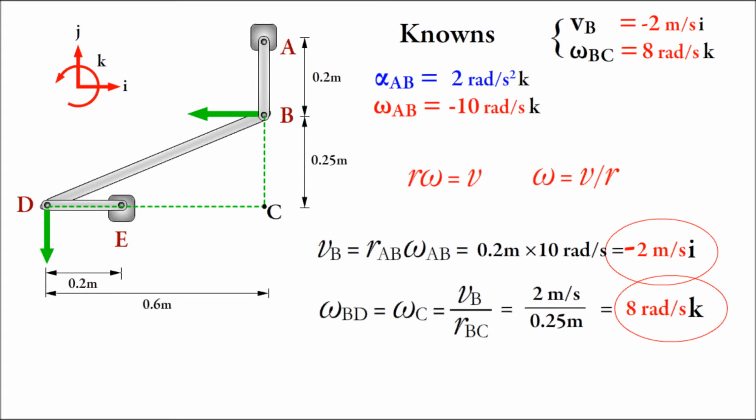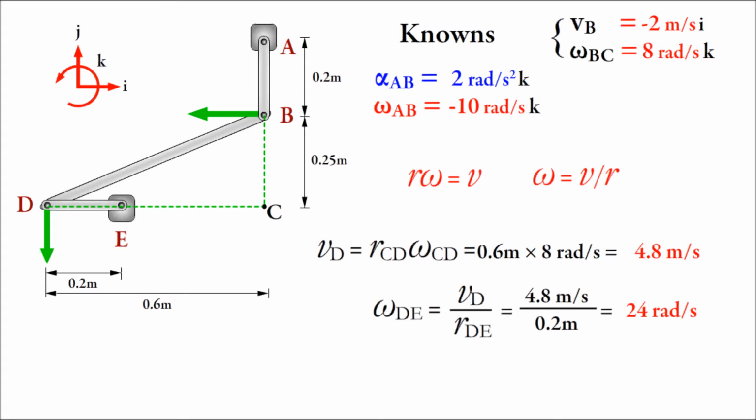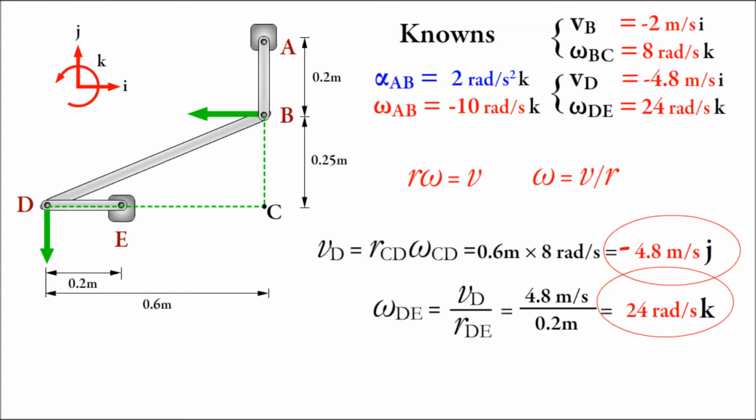Just like before, we can find the speed of D by multiplying length CD by the angular velocity of BD, and we end up with 4.8 meters per second. We can now find the angular speed of DE by dividing the speed of D by the length of DE, which is given to us as 0.2 meters. And we end up with 24 radians per second. Again, we must indicate directions. Looking at the green arrows, VD is down, so negative j, and omega DE is counterclockwise, so positive k. Now we can add these to our knowns.